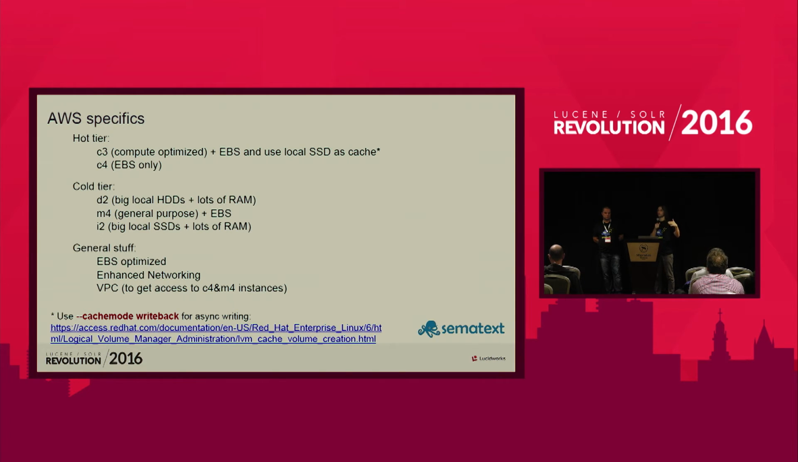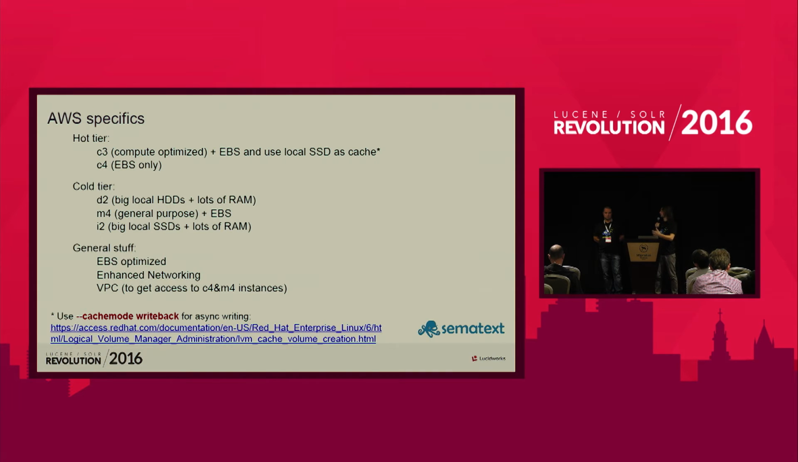The i2s are the most expensive and also the best because you have the big local SSDs. These are equivalent to D2s, but you have local SSDs instead, which are smaller than the spinning disks you get on D2. So you'll need more of those.